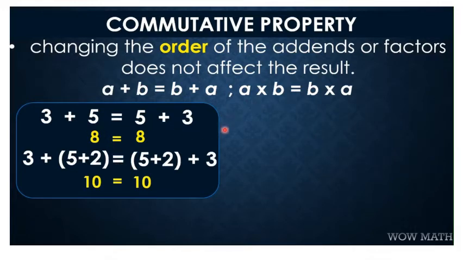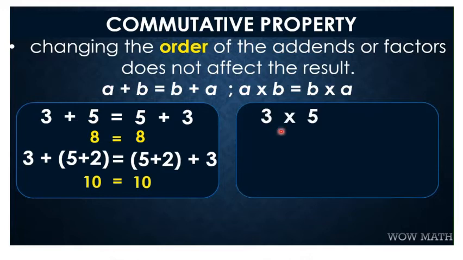Let's have multiplication. So I have here 3 times 5. Let's reverse it. 5 times 3. So let's see. 3 times 5 is equal to 15.